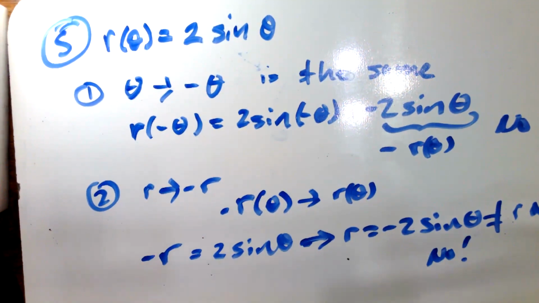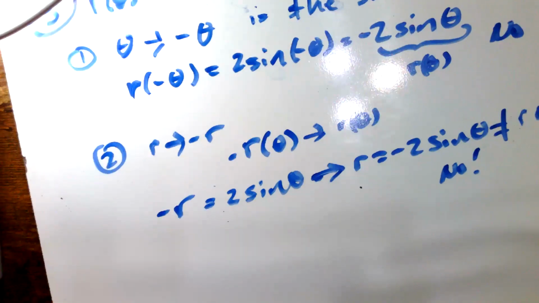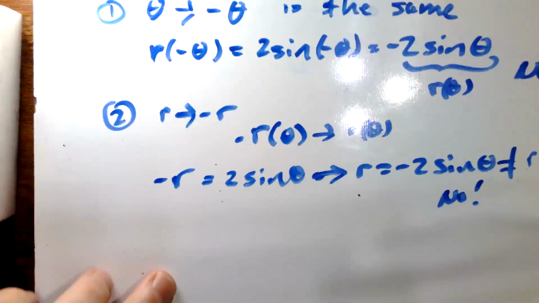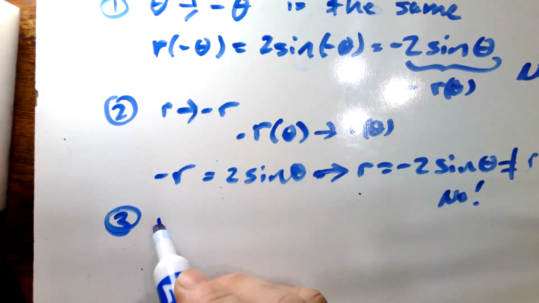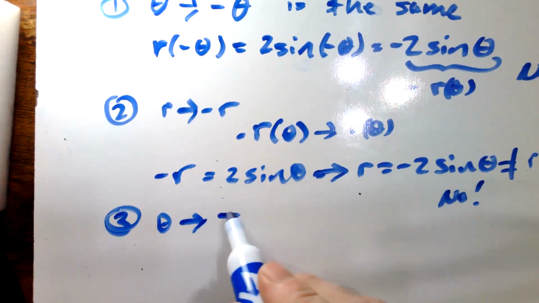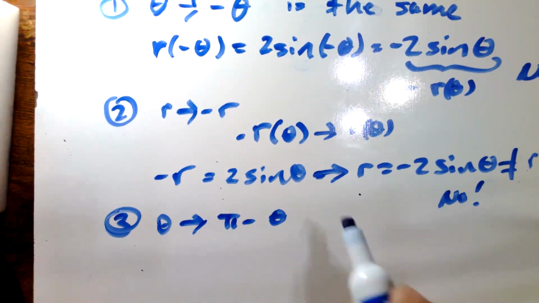All right, so let's check the last case. This is not symmetric about the pole or the origin. The last case we have to consider is replacing theta with pi minus theta. And this is going to help us see whether or not it is symmetric about the y-axis. Let's check this out and see.